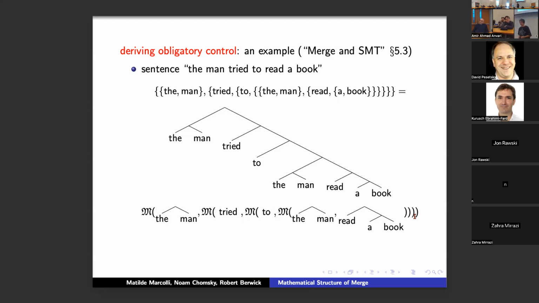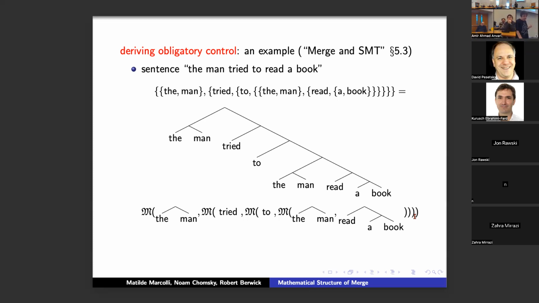But there are some other situations where you might have to keep track of the fact that certain things are copies rather than repetition. So I'm taking one example that is discussed in Non-spoken Merge and the Strong Minimalist Thesis, which is the example of building this sentence. And I tried to read the book, and you try to build it in terms of these objects. And of course, the two occurrences of the man are an actual copy. They are the same. They're not a repetition.